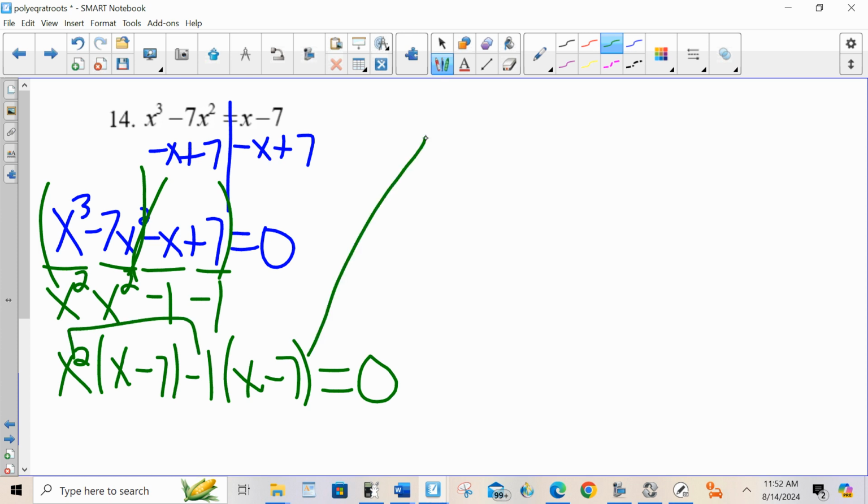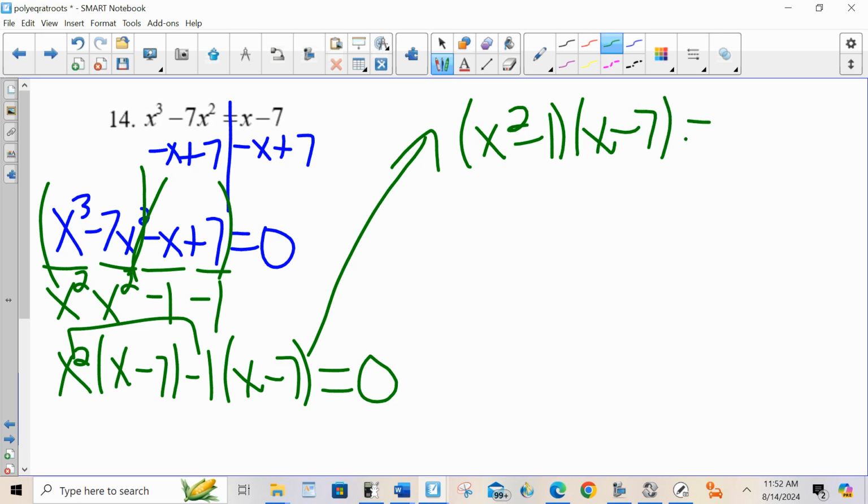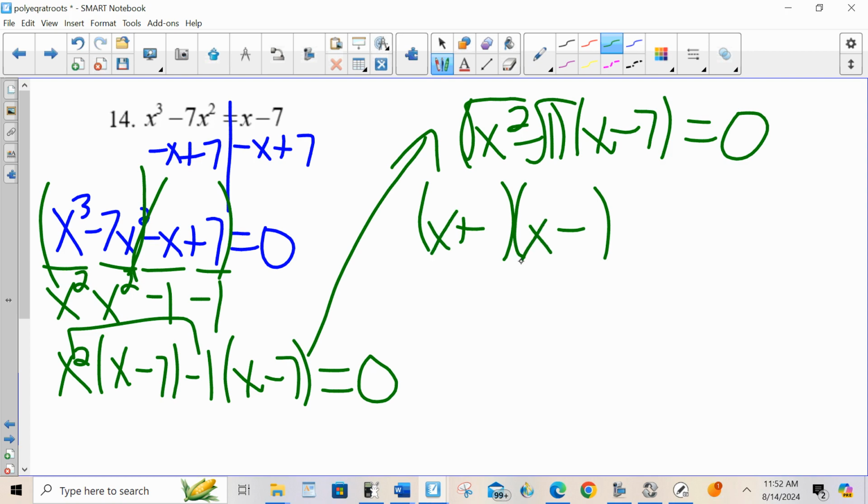Step 2 is to combine my coefficients. X squared minus 1, x minus 7 equals 0. Can I factor further? Yes, I see difference of 2 squares. 2 sets of parentheses, square root of each. Square root of x squared is x, square root of 1 is 1. The x minus 7 comes down.